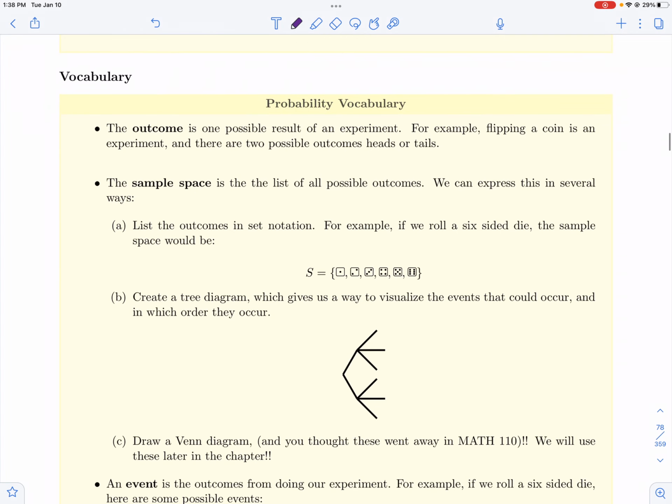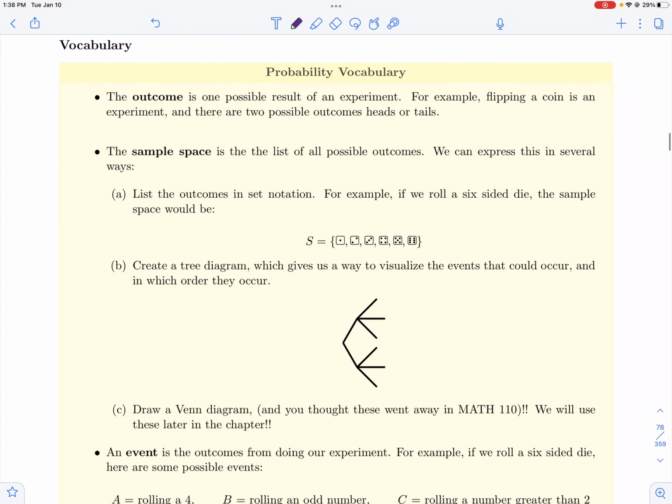Just to give us a little background, here is some of the vocabulary that we're going to be using for probabilities. The outcome is just one possible result of an experiment. If we were flipping a coin, we've got two choices, heads or tails, so flipping tails, for example, would be the outcome. If we were rolling a six-sided die and rolling a 3, that would be the outcome of that event.